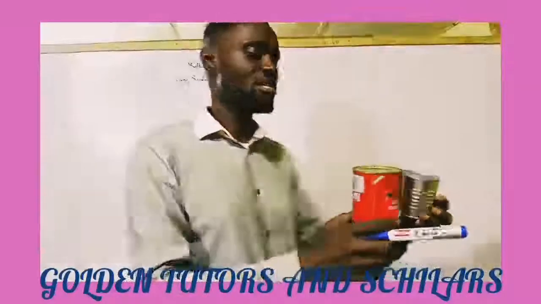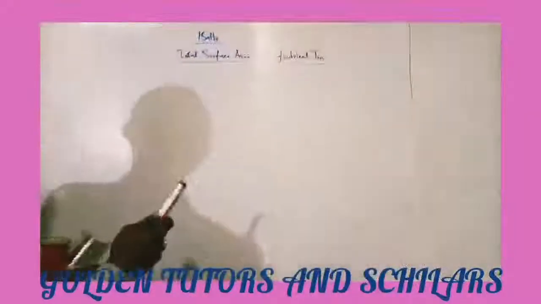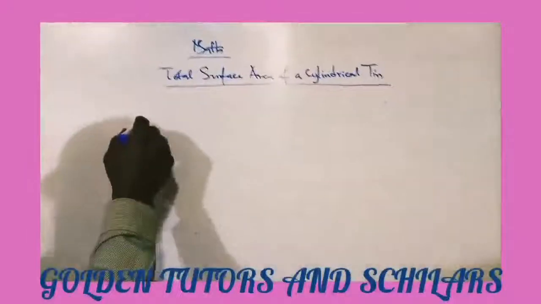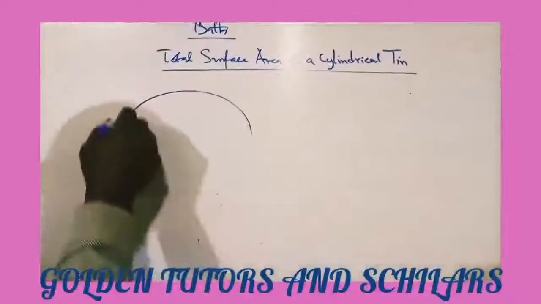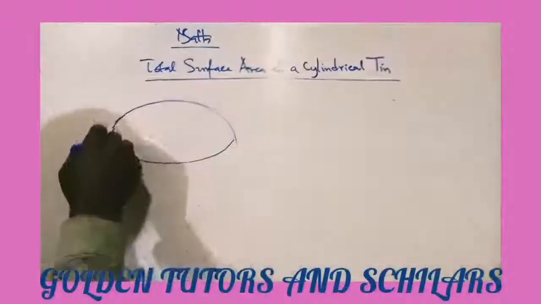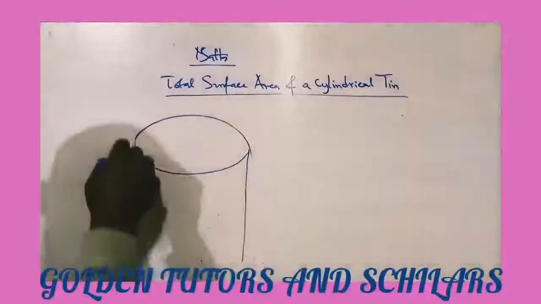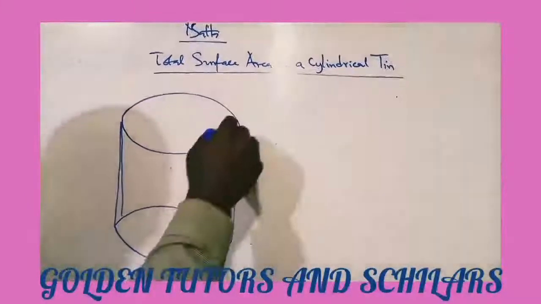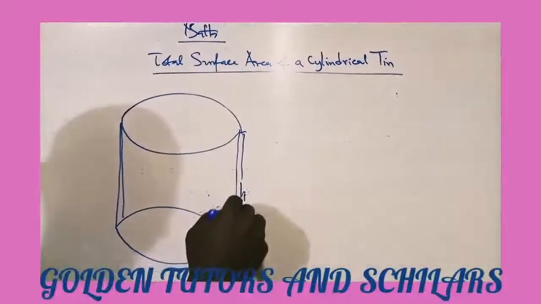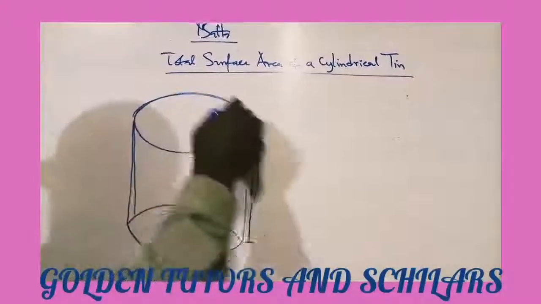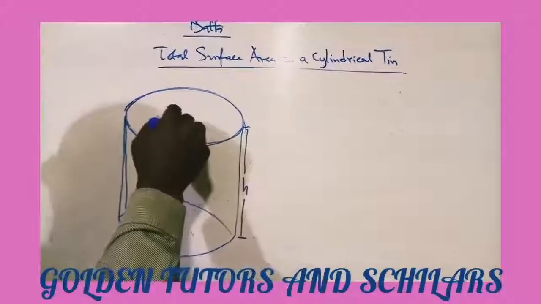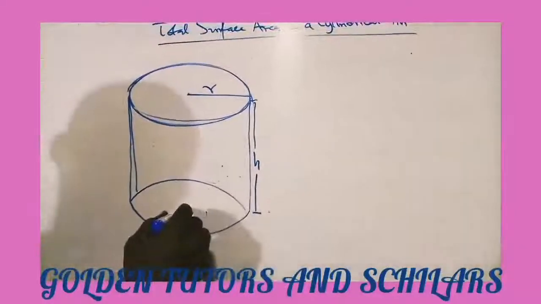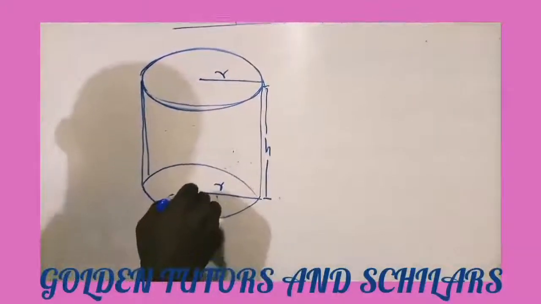So let's go ahead and see how we can do this calculation. We want to look at the total surface area of a cylindrical tin. Let's assume that this is our cylindrical tin, the one I just had in my hand. It looks like this. For this cylindrical tin, we have this place to be the height. This is one circular surface where we can see we have the radius here, and this is another circular surface where you have another radius.